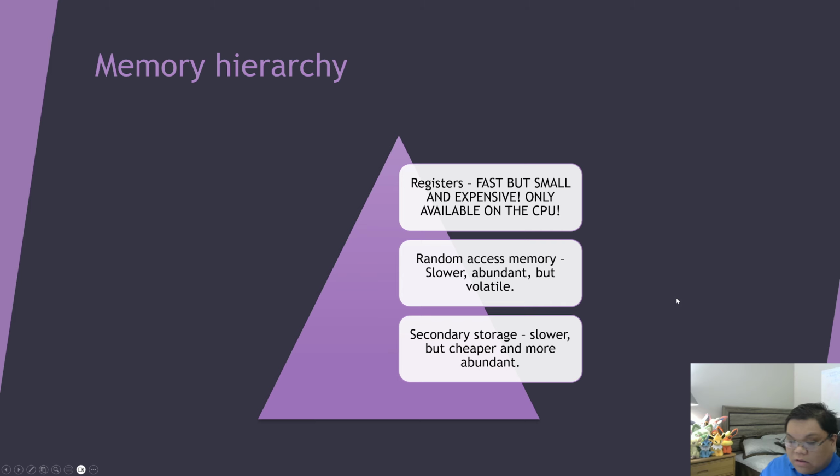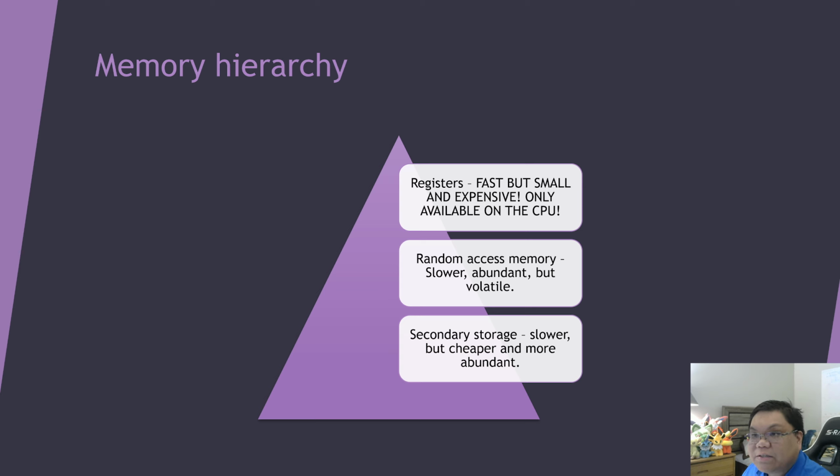So, at the very tippy top of this hierarchy are registers. These are small pieces of memory that can only hold one word of data, 32 bits or 64 bits depending on the architecture, though once upon a time it would have been 16 and 8 bits as well. These registers are the fastest form of memory available to the system. It's also the smallest, and it's also the most expensive, and it's only available on the CPU.